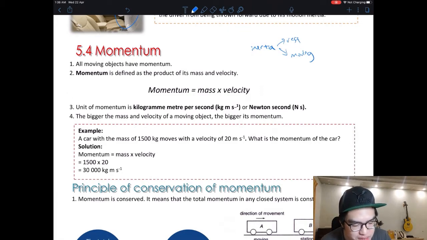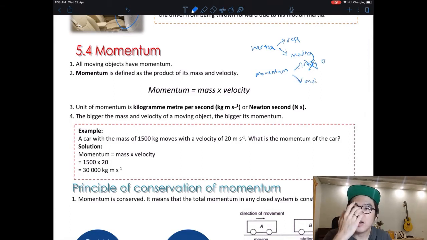But for momentum, if you are at rest, your momentum is zero. If you are moving, you have momentum. So let's say I'm running very fast, I have inertia and I have momentum. I hope this makes sense.